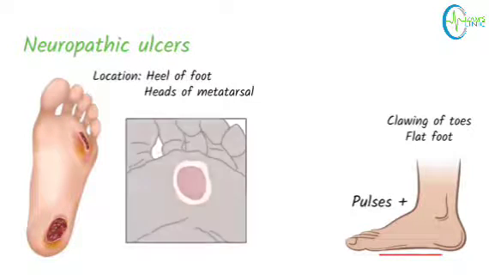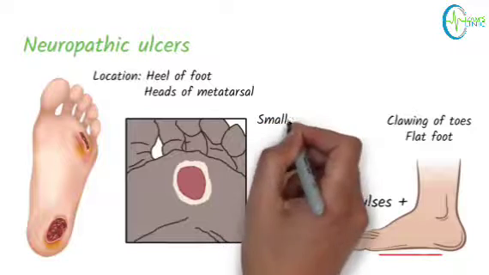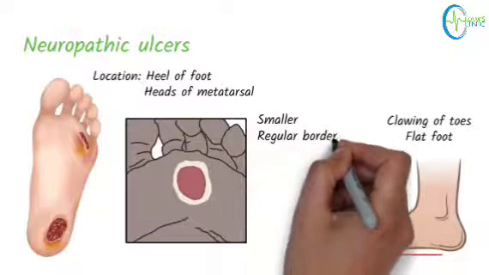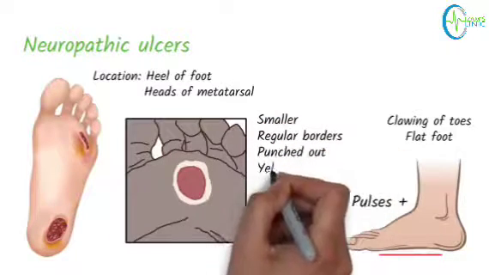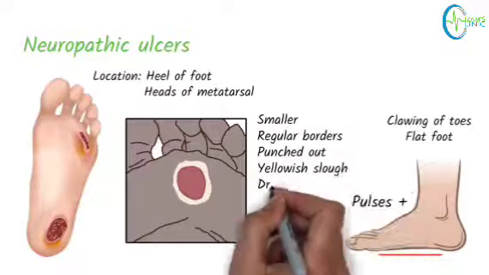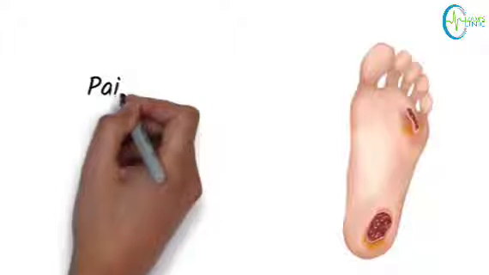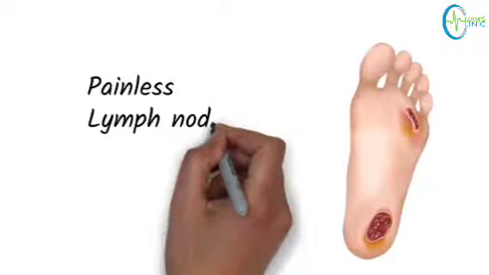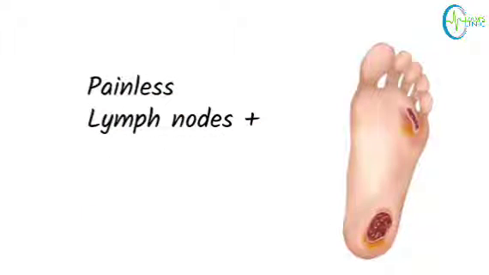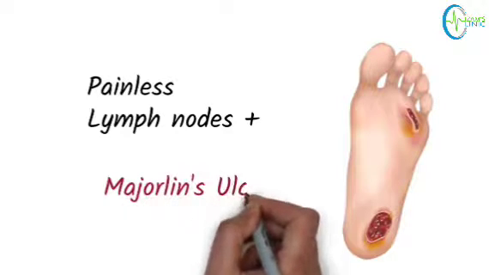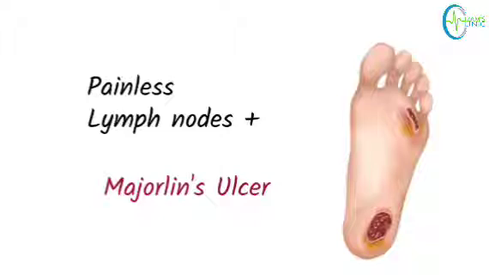Neuropathic ulcers are smaller than venous ulcers with regular borders and punched out edges. They're deep and penetrating with a yellowish slough. They are usually dry with no discharge. Neuropathic ulcers are painless due to the damage to the nerves. Lymph nodes can be palpated if the ulcer is infected, and Marjolin's ulcers can also be formed in neuropathic ulcers, just like in venous ulcers.